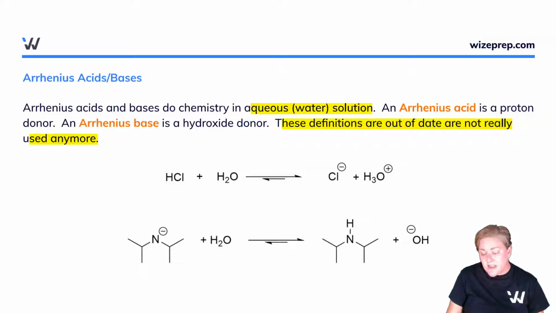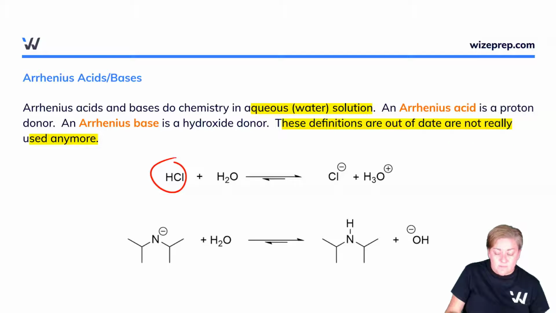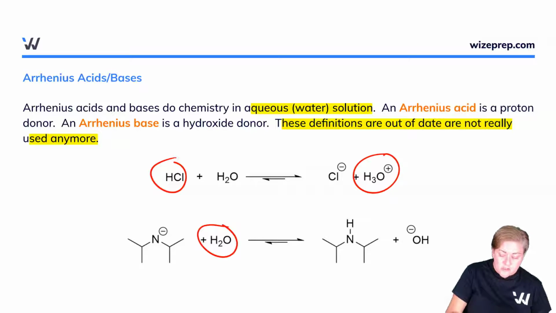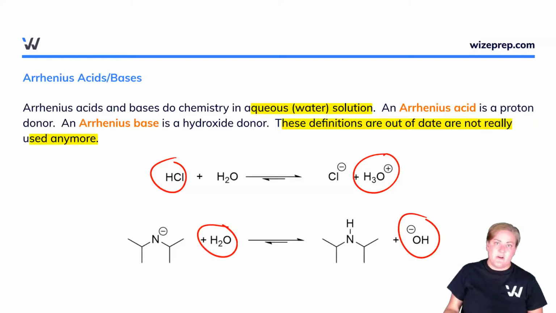Here we take a look at an acid, HCl being a proton donor, and here we have water serving as a hydroxide donor. So again, Arrhenius is all about the proton and the hydroxide, but the definitions are quite out of date, which is why we focus on Bronsted Lowry, because that is done in non-aqueous conditions as well as aqueous conditions. Let's look at our last definition.